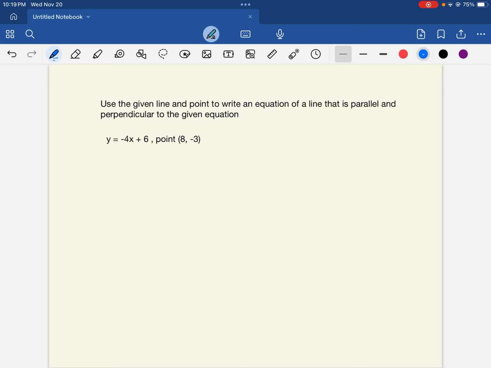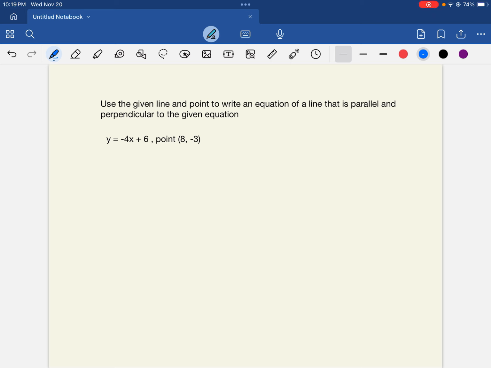Hello, in this video we're going to go through a couple of examples of, given an equation and a point, can we write an equation that is both parallel and perpendicular to that? So currently on the screen we have the equation y equals negative 4x plus 6, and we are asked to write an equation that goes through the point 8 comma negative 3 and is going to be parallel to our given line and perpendicular.